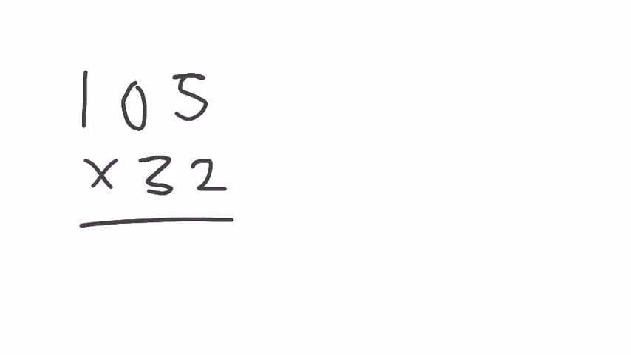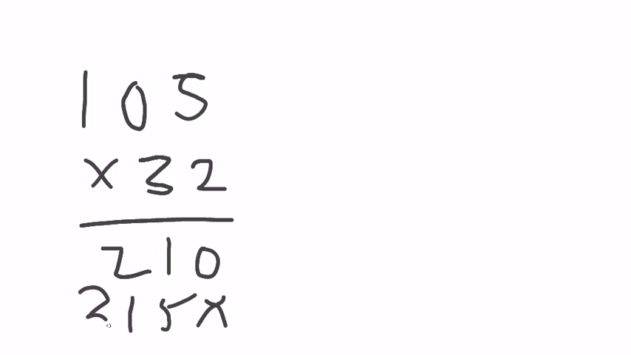You will say, let's multiply 2 by 105, which gives you 210, and then you put a cross here, and then you would say, okay, let's multiply 3 by 105, which gives 315, and then you total it up, and you get 3360. So that is the normal way to do it.